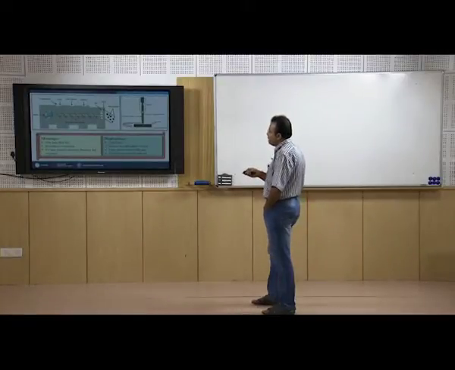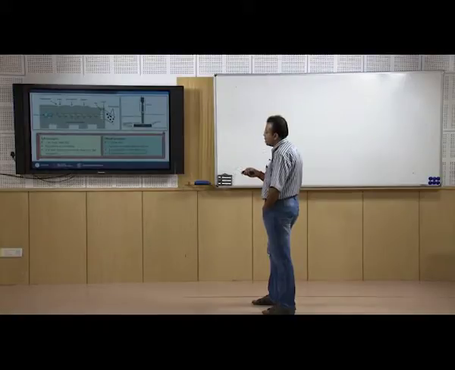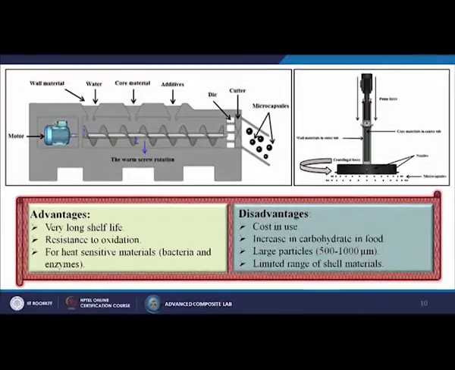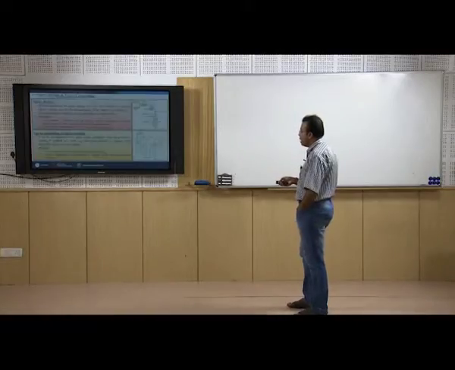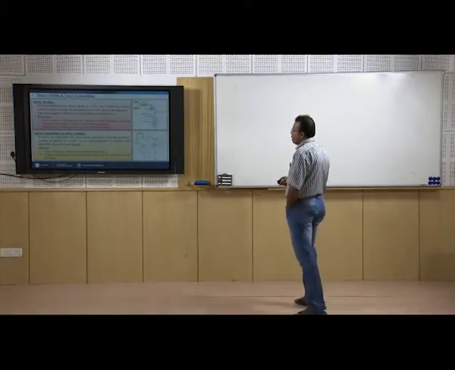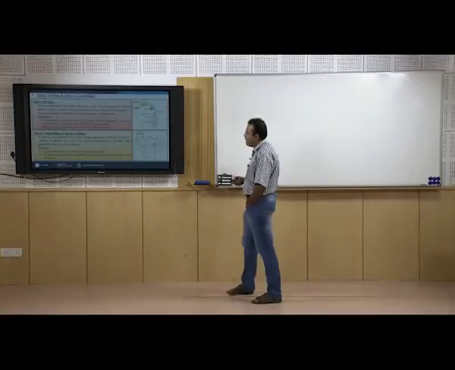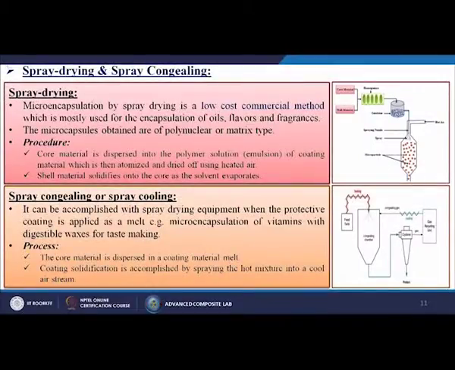What are the advantages? Very long shelf life, resistance to oxidation, and suitability for heat sensitive materials like bacteria and enzymes. There are certain disadvantages also. So, cost in use, increase in carbohydrate in food, large particles generally 500 to 1000 micrometer, and a limited range of cell materials. So, these all are the disadvantages. Now, next one we are going to discuss is spray drying and spray coagulation.